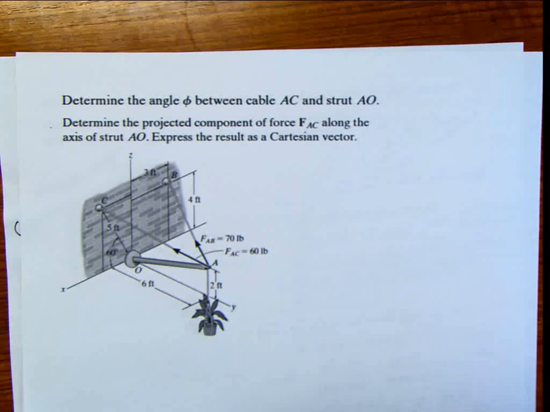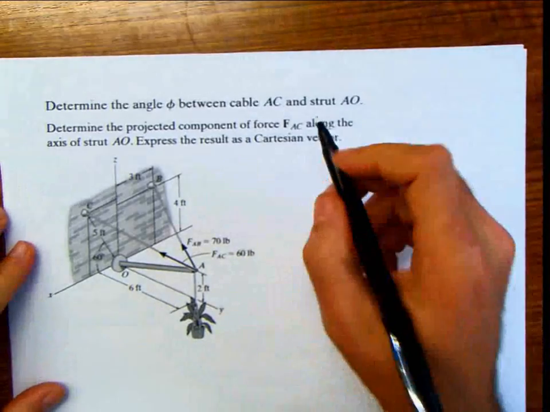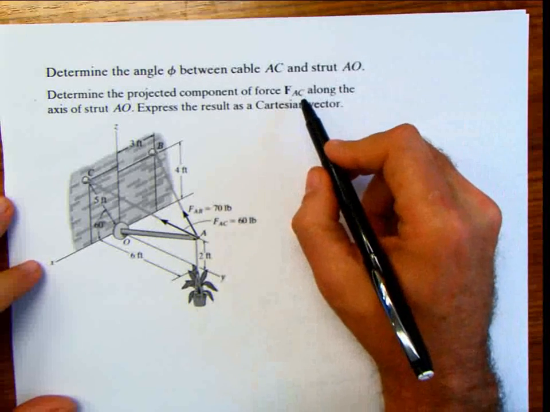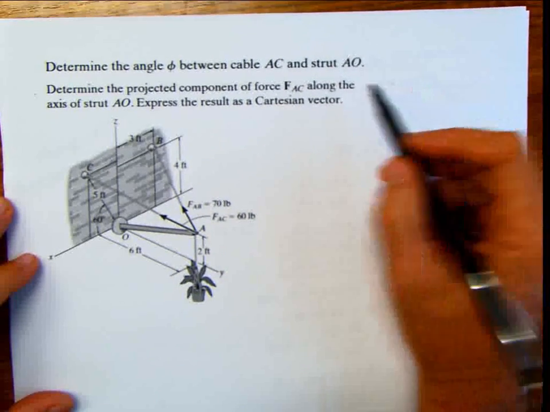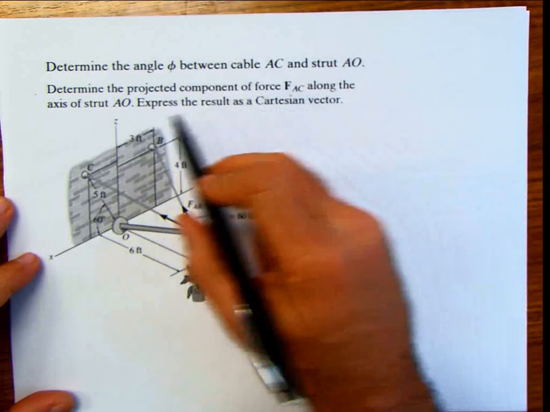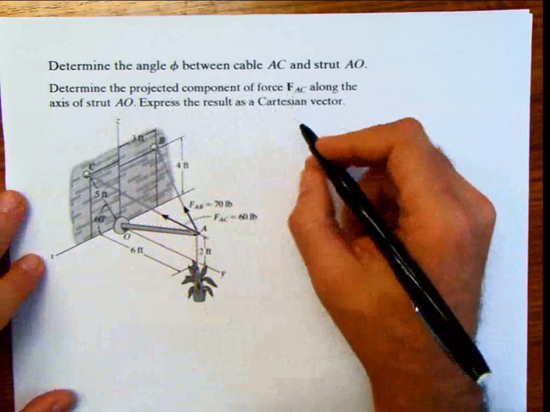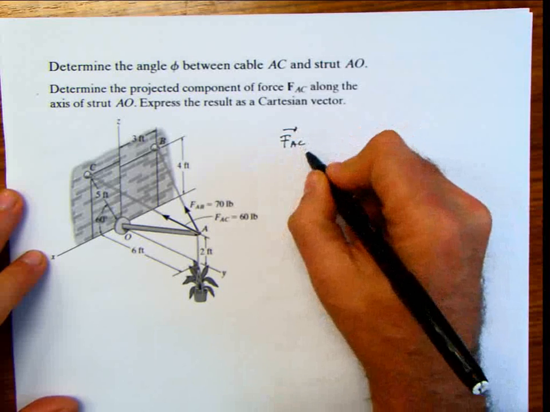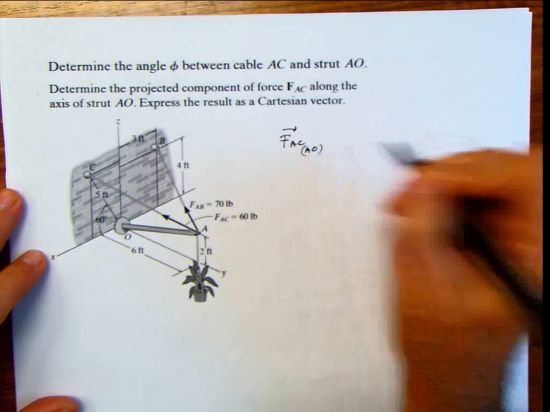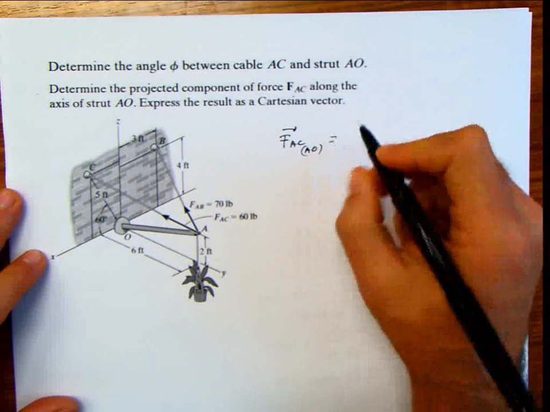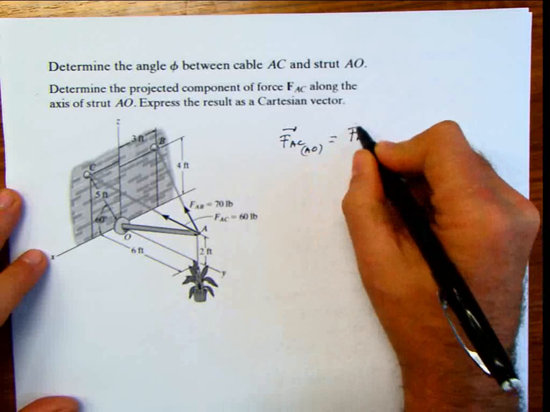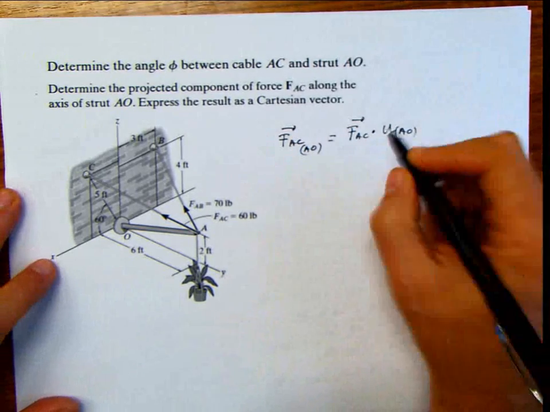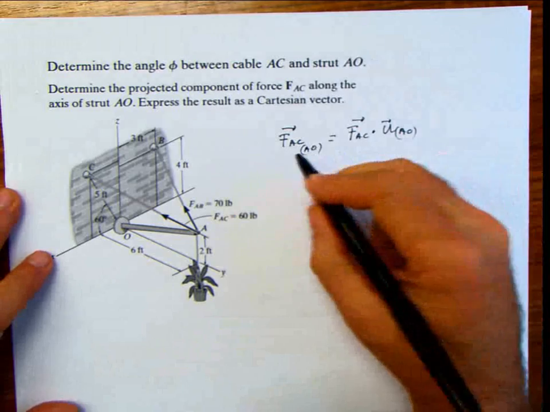And if you remember, once again, the definition for dot product basically is the projection. Dot product gives us the projection of one vector over another vector. So if I want to find the projected component of AC over AO, what I have to do is dot multiply. Let's call it this way. The projection of the force AC over the vector AO is going to be just the dot multiplication of the force AC times the unit vector in the direction of AO. That's what is going to give us that projection.